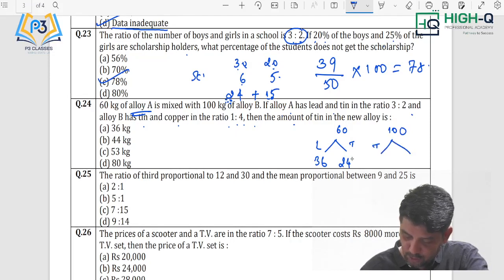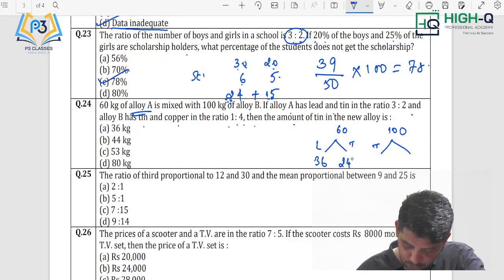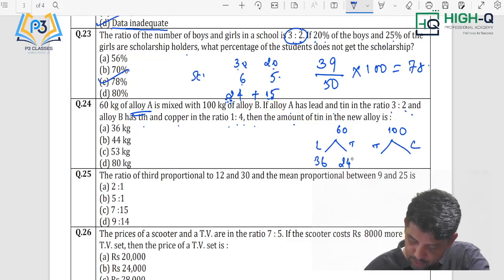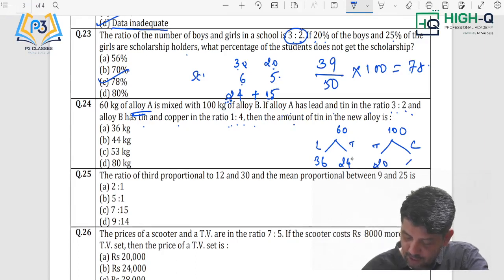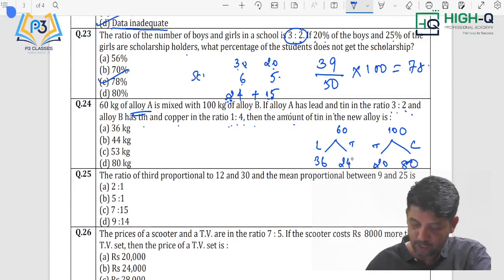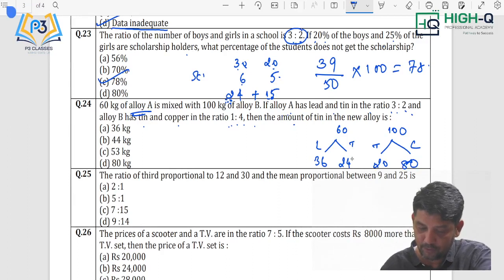This one has got tin and what? Copper. So what is the ratio? If A has lead and tin 3:2, it's over, sorry. B has the copper 1:4. What is the 1:4? 20 kilogram of tin and 80 kilogram of copper. Then only 1:4 you will get, okay.